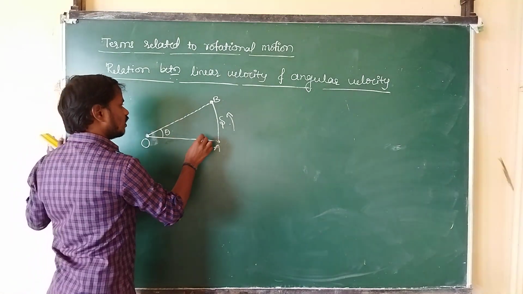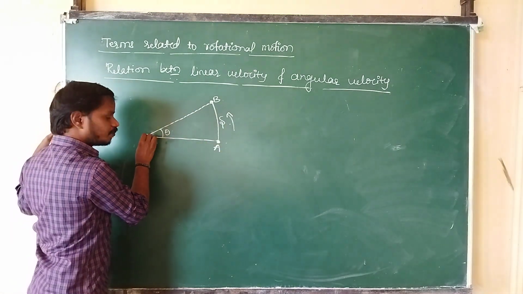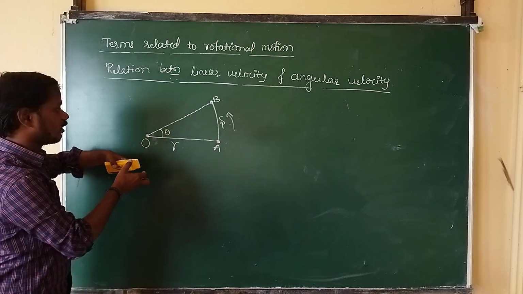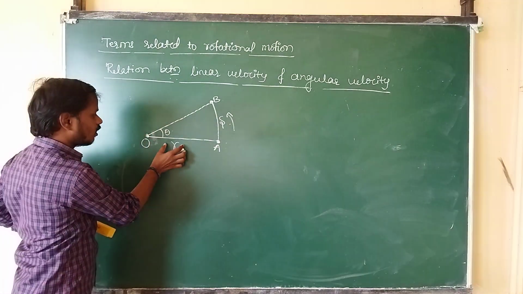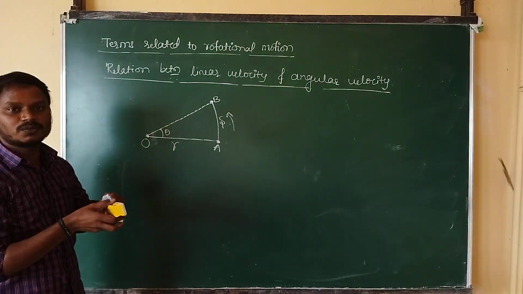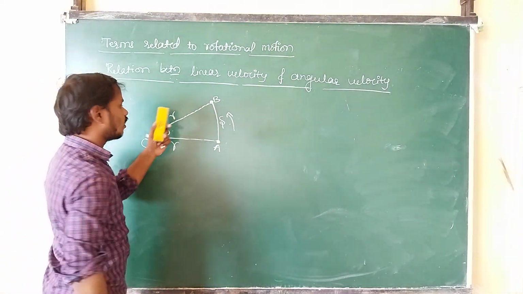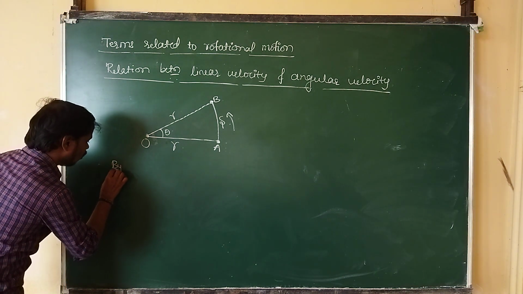Now the distance of the free end from the fixed point is taken as r, and it is the radius of the rotational motion of the body. R is taken as the radius of the rotational motion of the body. Now here r is fixed.